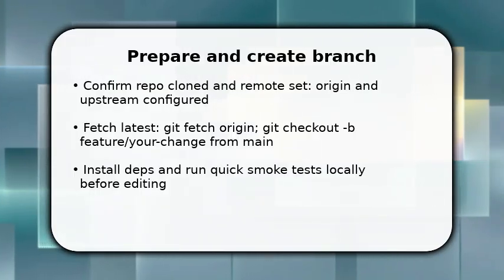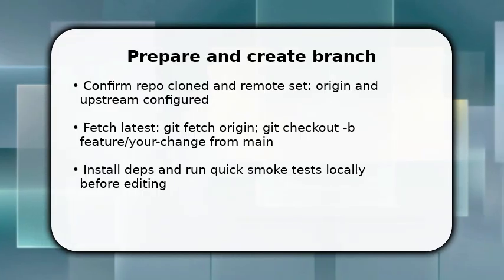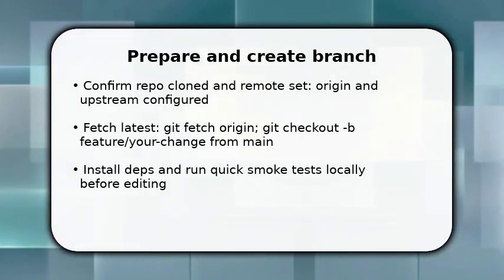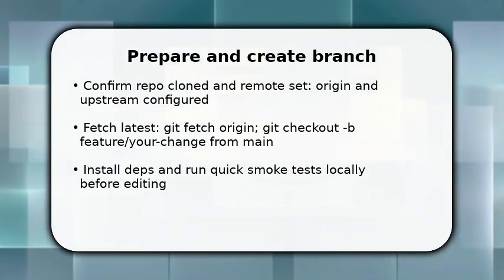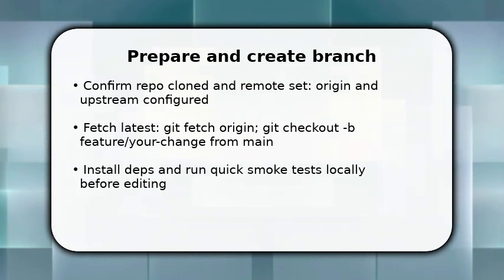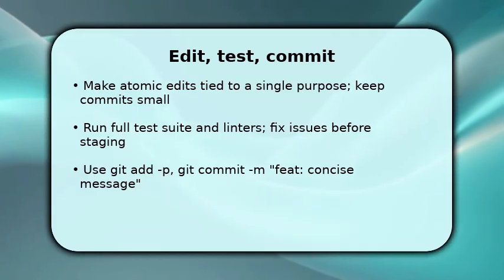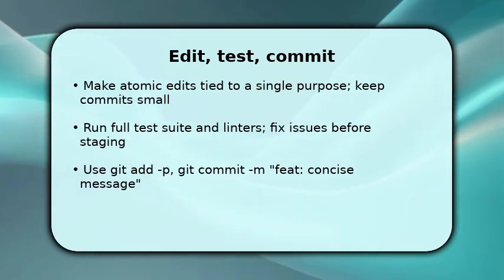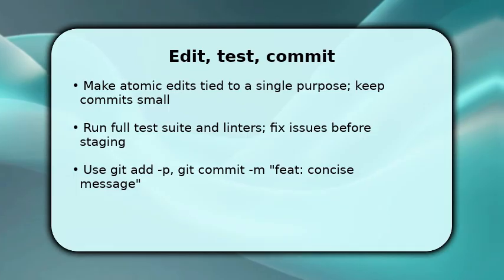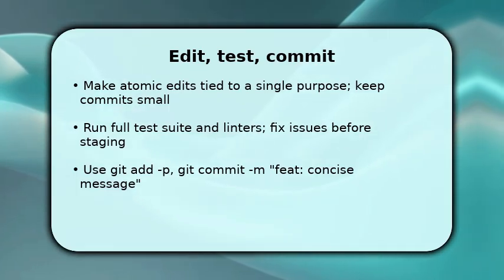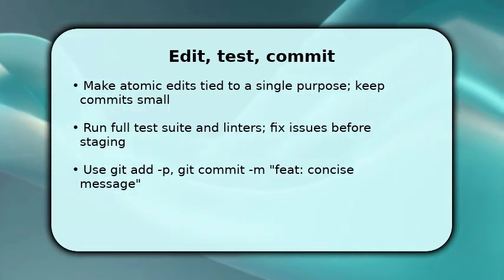You now have a safe workspace to change code, and you'll understand why isolation matters for reviews and rollbacks, because it keeps history clear and reduces merge risk. You now modify files with intent, one feature or fix per commit. Once changes are made, run the full test suite and linters to catch problems locally. This prevents noise in CI.